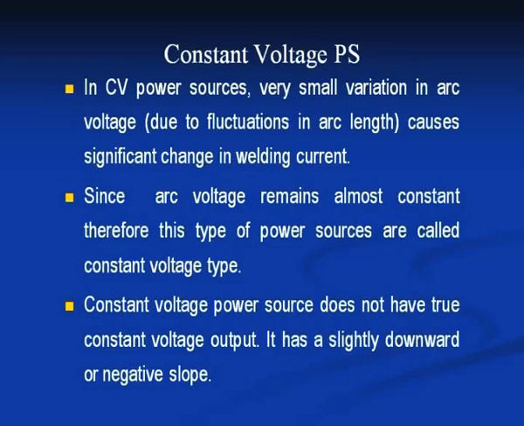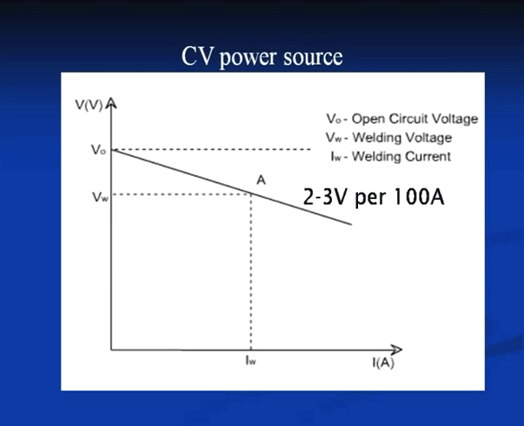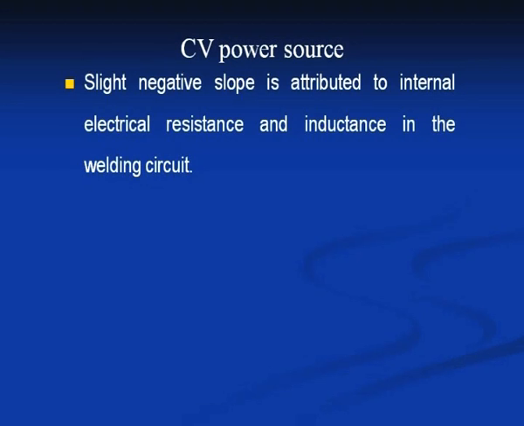As can be seen in this diagram, the y-axis shows the voltage and the x-axis shows the current, and this line shows the constant voltage power source characteristic, where a drop of 2 to 3 volts per 100 amperes can be seen. This slight negative slope is mainly attributed to the internal electrical resistance and inductance in the welding circuit.